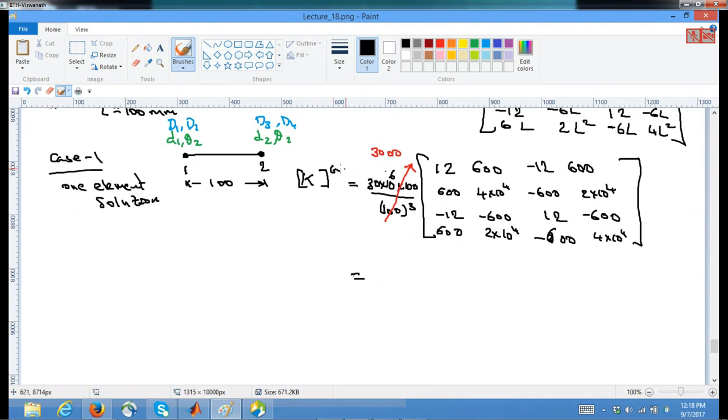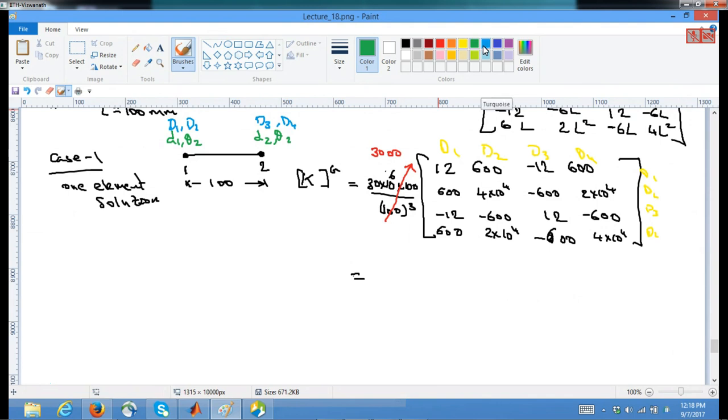There is no assembly in this because our element stiffness matrix itself is our global stiffness matrix, and we know that the degrees of freedom are with respect to d1, d2, d3, d4. So now this is a non-singular matrix. We have to apply the kinematic boundary conditions.